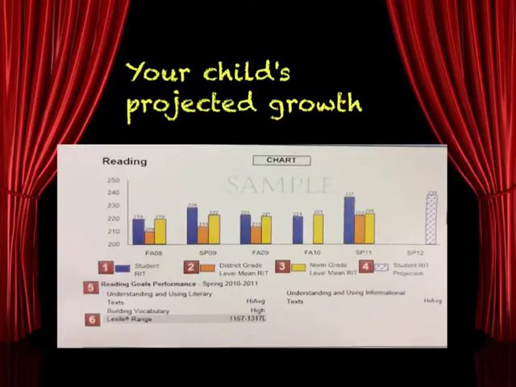Your child's projected growth is also included. If I notice, this student here scored a 219, then a 226, then a 222, then a 221, a 237. For the next testing cycle, the projection of a score would be 239. This information is based on all of the data across all of the testing cycles.